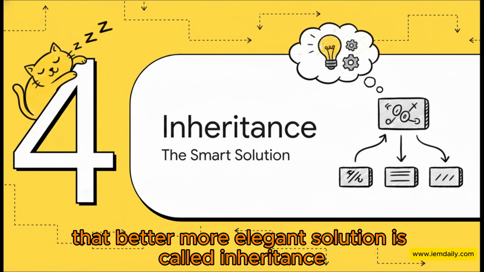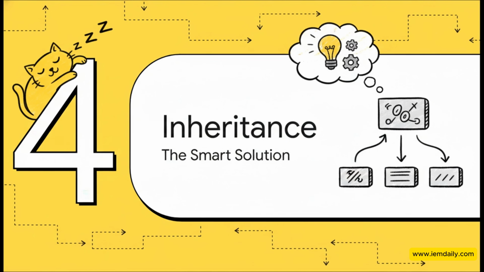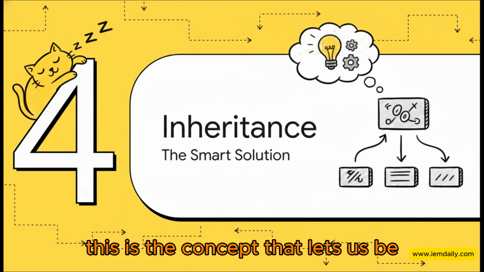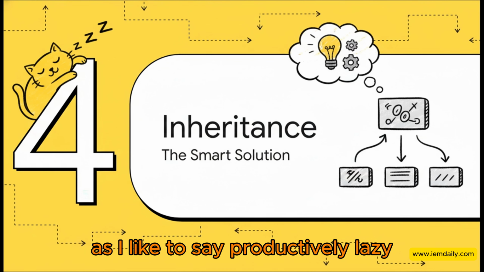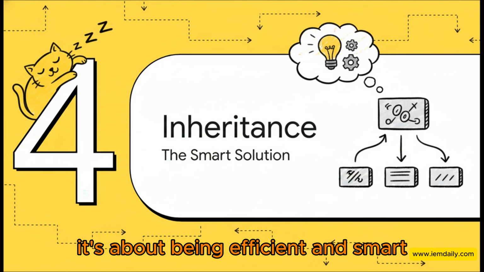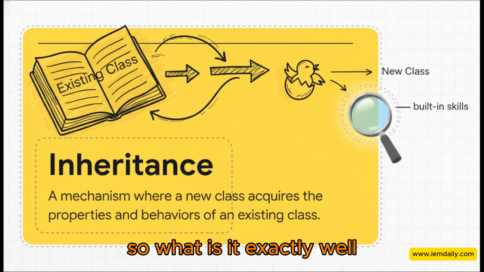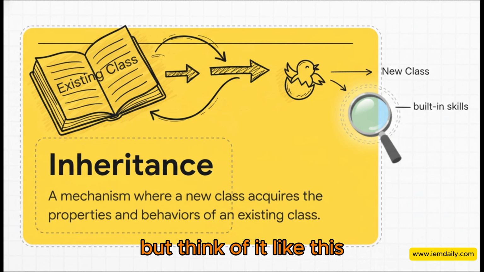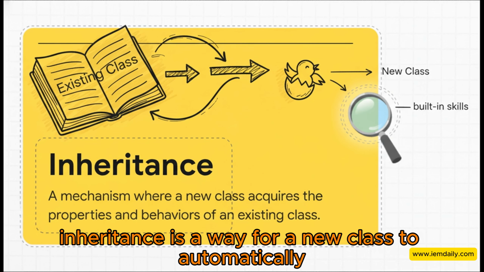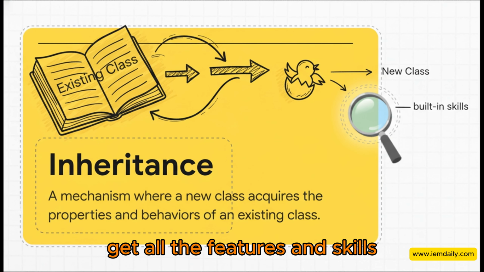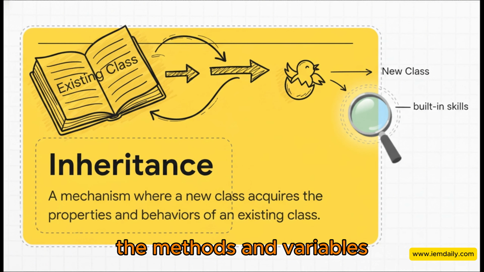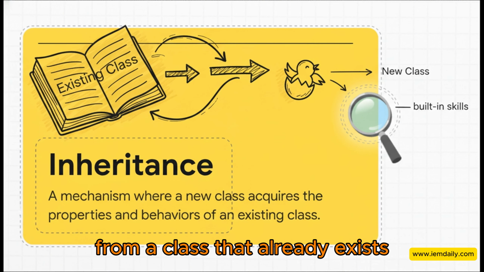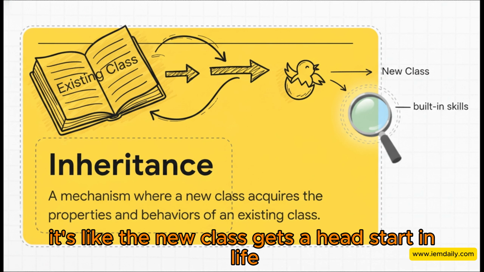That better, more elegant solution is called inheritance. This is the concept that lets us be, as I like to say, productively lazy. It's about being efficient and smart. So what is it exactly? Well, the textbook definition is right here, but think of it like this. Inheritance is a way for a new class to automatically get all the features and skills, the methods and variables, from a class that already exists. It's like the new class gets a head start in life.